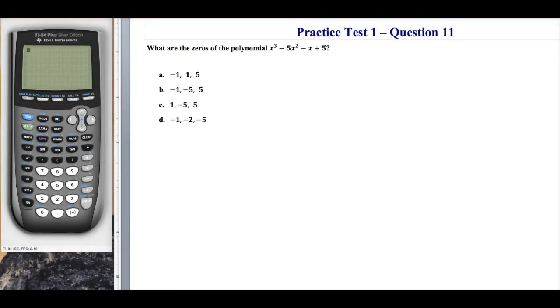What are the zeros of the polynomial x cubed minus 5x squared minus x plus 5? I'm going to solve this problem two different ways, by factoring and then by using our calculator.